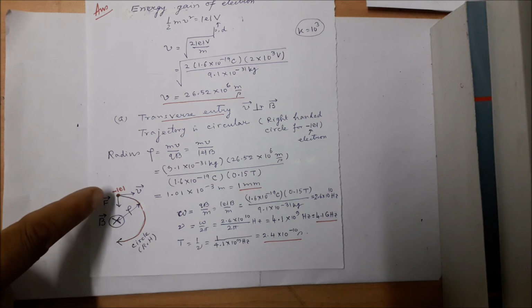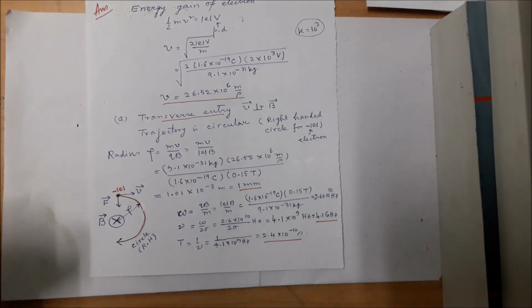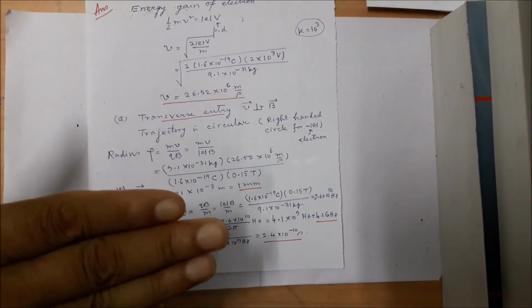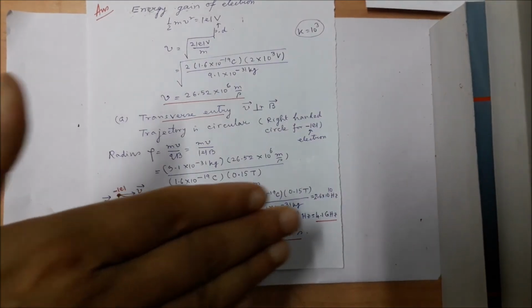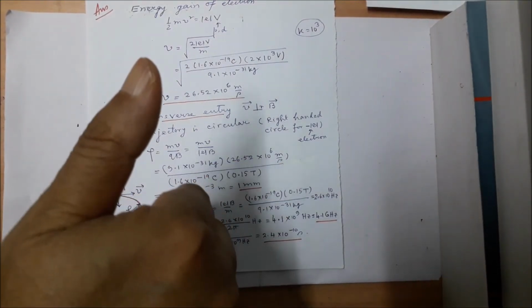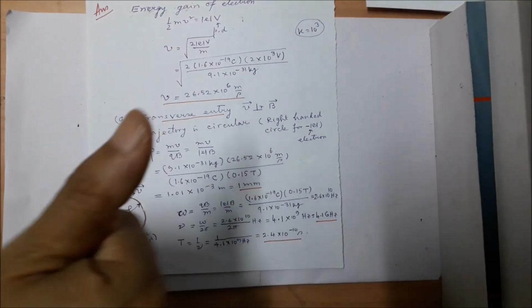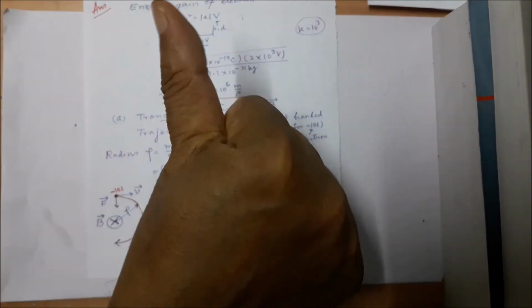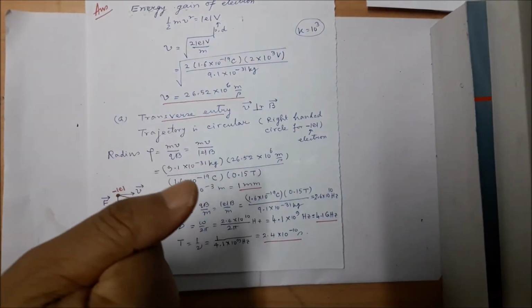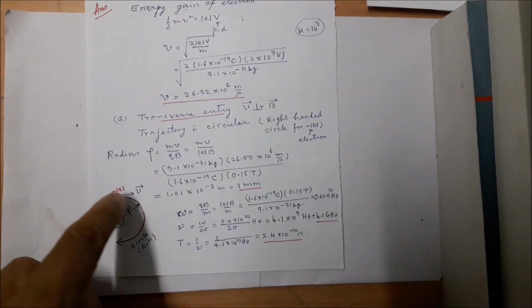Now if this particle were a positive charge, it would have entered the region in this manner and felt B downwards, and then it would experience a Lorentz force in this direction, so that it would have bent in this way. But since it is an electron, it will not bend in this way, but will rather bend in this way.